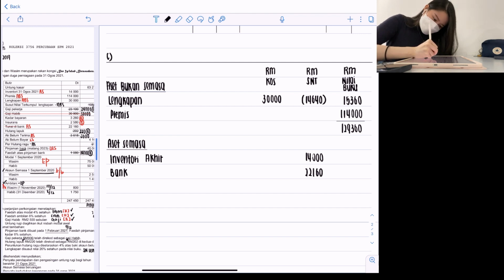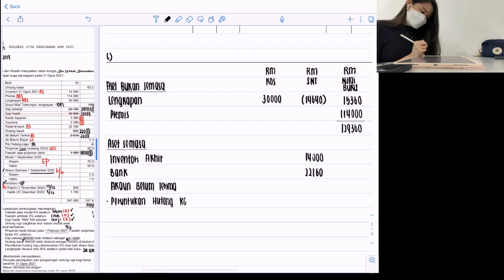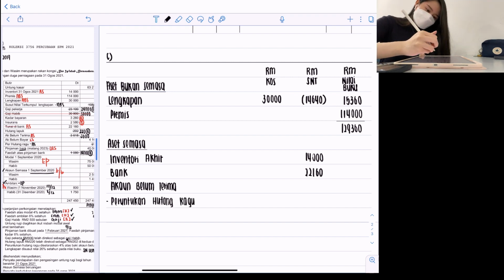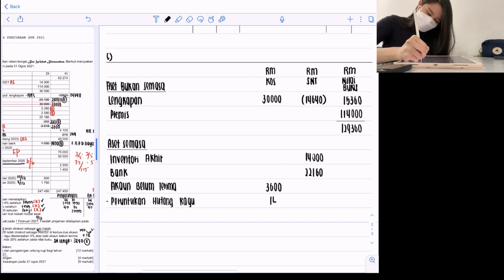account belum terima. Your ABT, have a friend, must be stick together, which is your peruntukan hutang ragu. Alright, so we're going to put it to the front because there is processes to do. 3006 at the front, and our PHR now is currently 144. 2 minus.